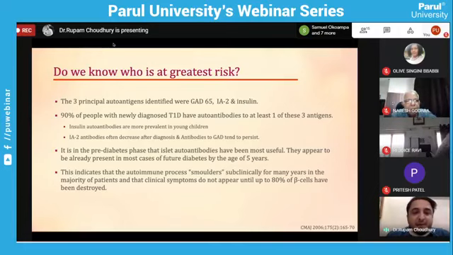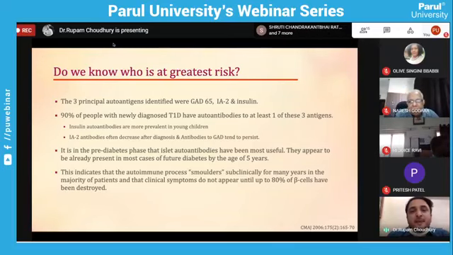It is in the pre-diabetes phase that islet autoantibodies have been most useful. They appear to be already present in most cases of future diabetes by the age of 5 years. This indicates that the autoimmune process smolders subclinically for many years in the majority of patients, and that clinical symptoms do not appear until up to a large proportion of the beta cells have been destroyed.